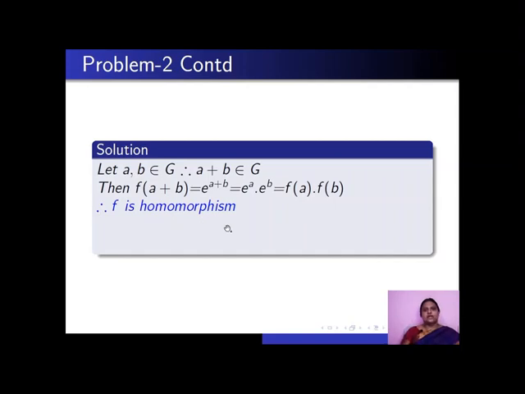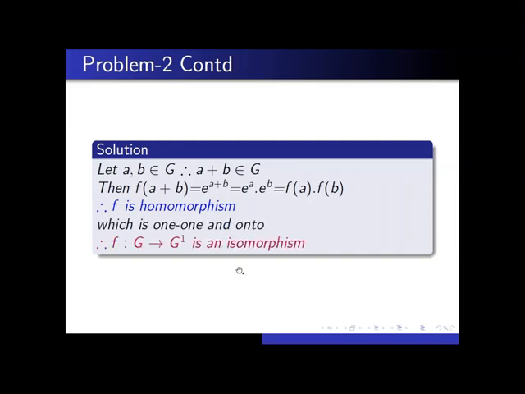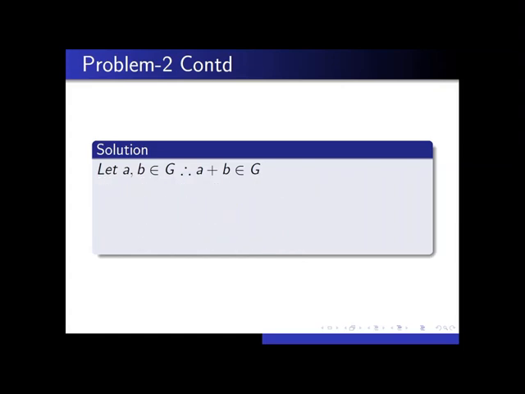So already f is 1-1 as well as onto. Now we have proved that it is a homomorphism. So we can say that f is an isomorphism. So f will become an isomorphism. So this is the second problem. Now, I hope you have understood this one.